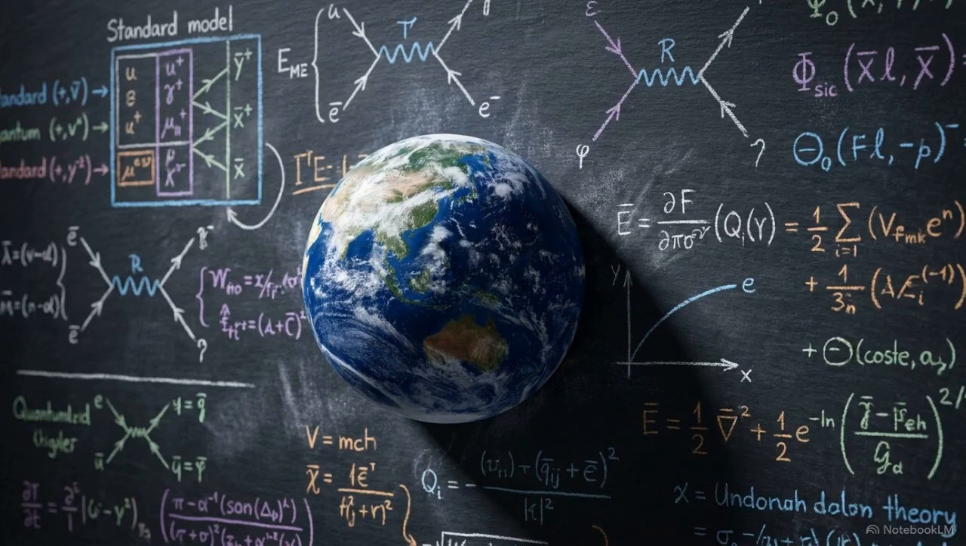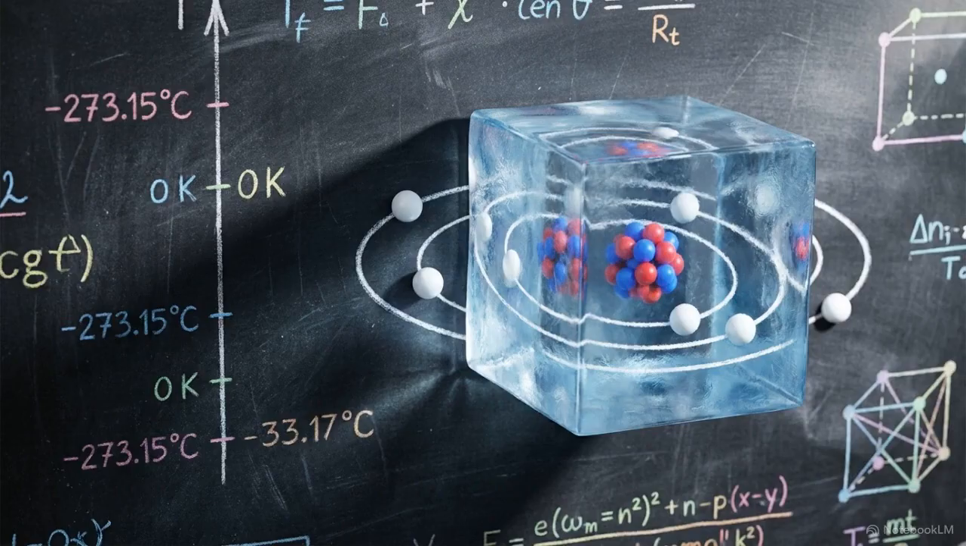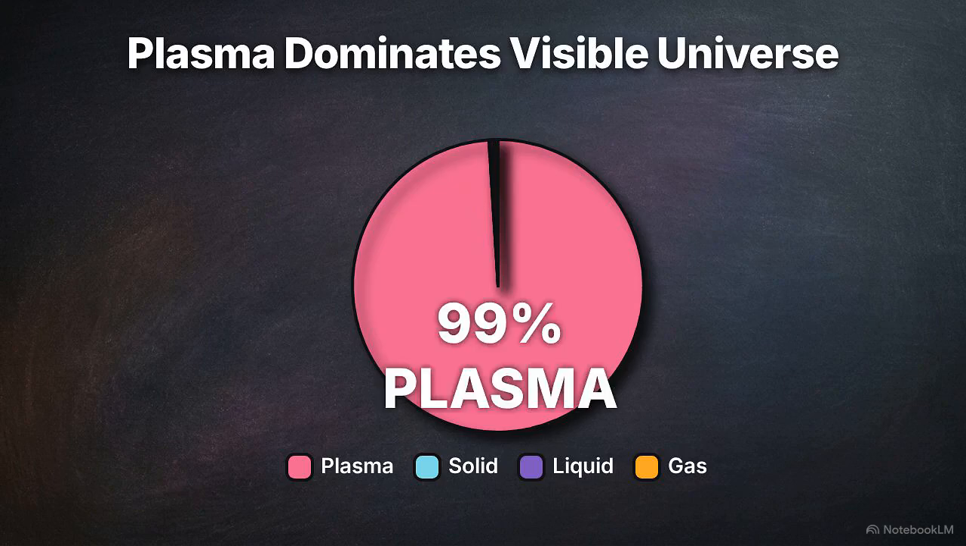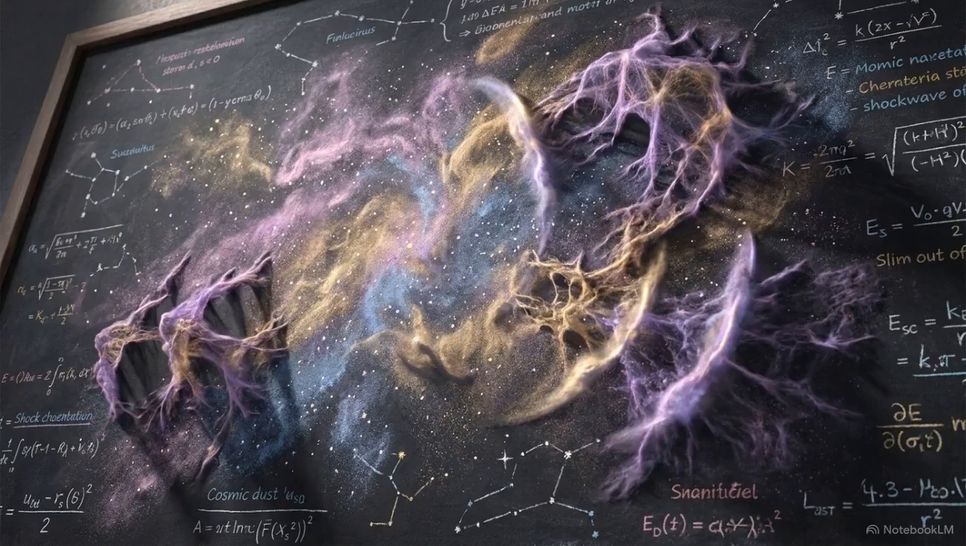Because we live on Earth, we think of solids, liquids, and gases as the standard. But our planet is a rare, freezing cold pocket where atoms actually manage to keep their electrons. Looking at the entire universe, gas is actually quite rare. Plasma makes up 99% of the visible universe, the normal, default state of matter for the entire cosmos.